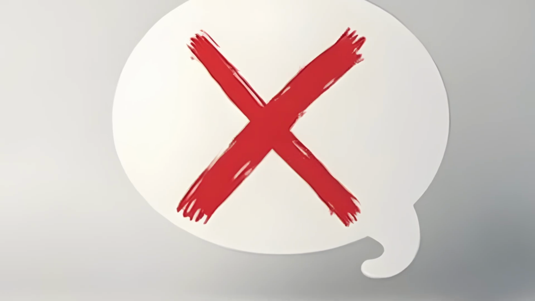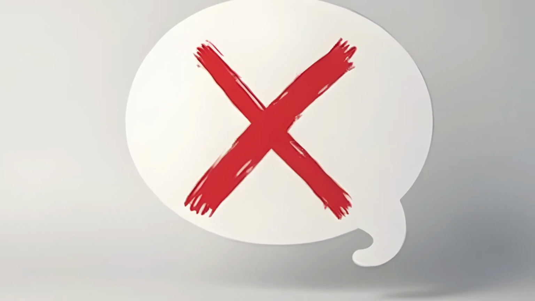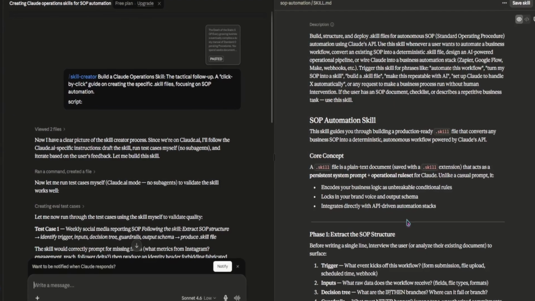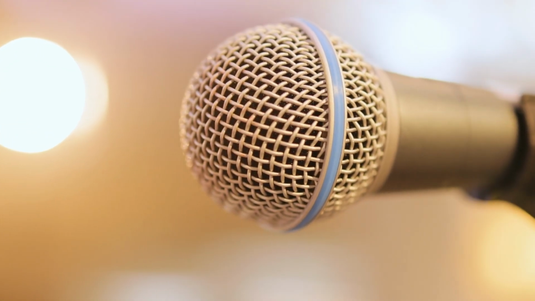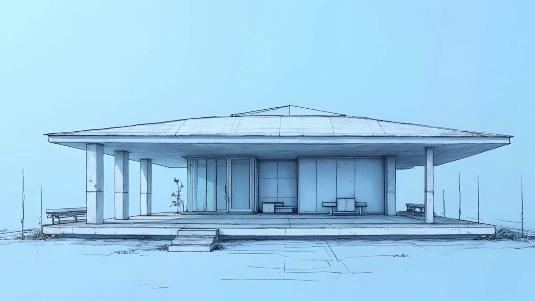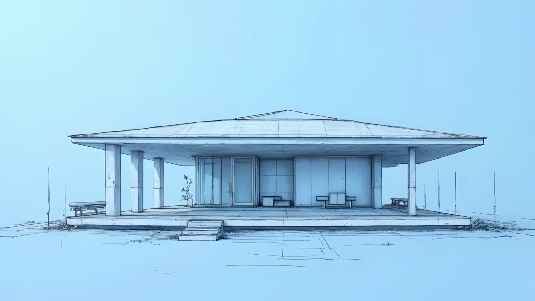Forbid the model from using sterile corporate cliches like, "I am delighted to assist you," or "It is crucial to emphasize." Force it to adopt a clean, punchy, conversational tone that matches your personal brand voice. Step 3. Structuring the output schema.